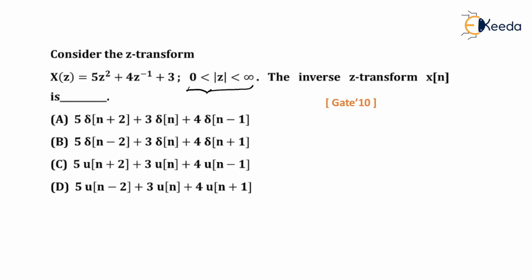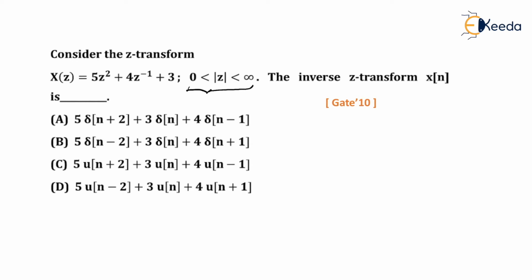So whenever ROCs are given in terms of circles, that is mod of z greater than 2 or mod of z less than 2, in such cases we always believe that definitely the given signal consists of infinite sequence. Infinite sequences are those sequences which make use of u of n, u of minus n, or u of minus n minus 1, and so on. So one thing is clear, that definitely the sequence that we are going to obtain would be a finite state sequence.